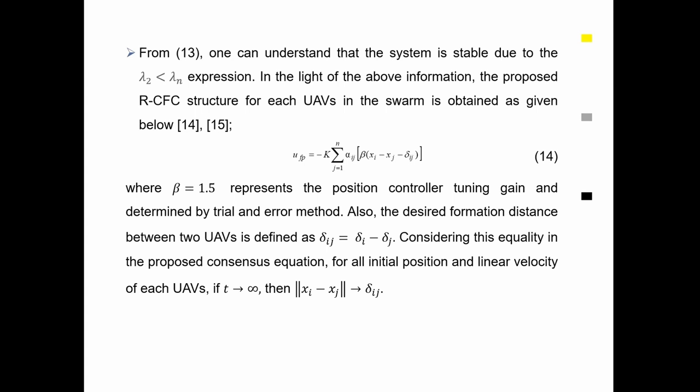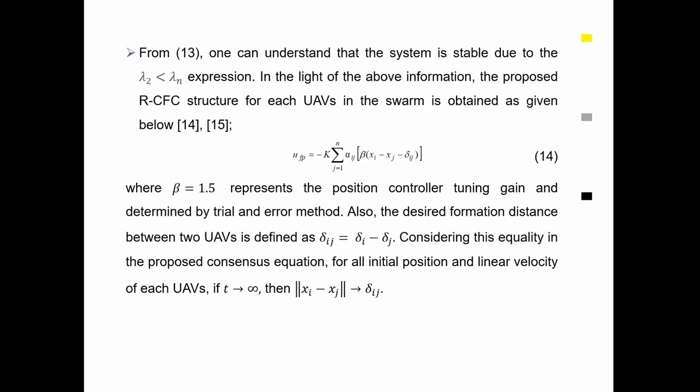And also we have another parameter here, delta_ij. Delta_ij represents the desired formation distance between two neighbor UAVs. So considering this equality in the proposed consensus equation for all initial positions and linear velocities of each UAV, if t goes to infinity, then the norm of x_i minus x_j goes to delta_ij. After that, we achieve the desired formation as well.